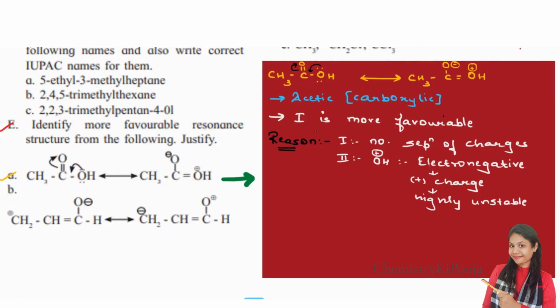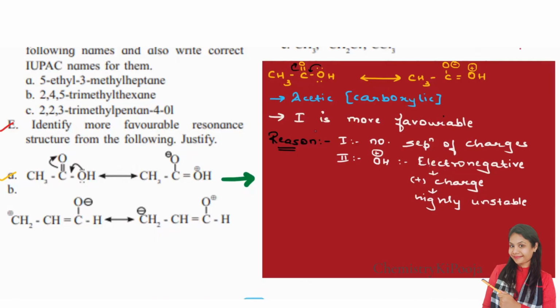Clear? And since they are present at the adjacent atoms, that is oxygen and OH, these are the adjacent atoms, so definitely it will create more and more electrostatic repulsion, and it is not at all favorable. Clear? On the other hand, we have structure 1 wherein no charges are present. So definitely it will get involved more and more in the resonating structure, right?